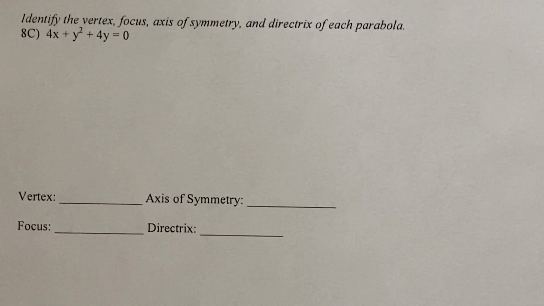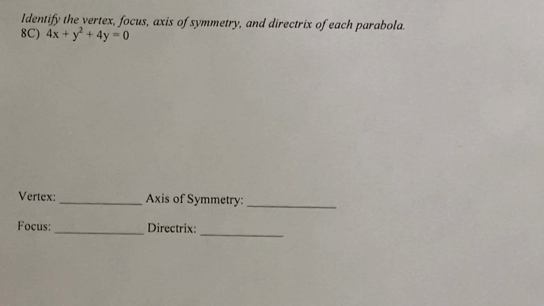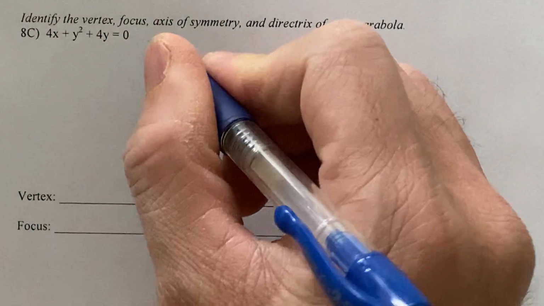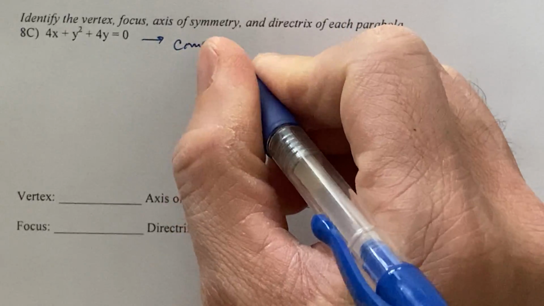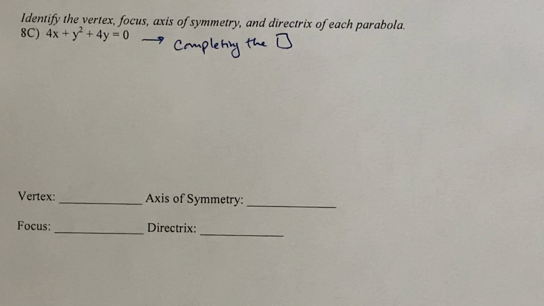What's different about problem 8c versus some of the previous problems is that it's not in user-friendly form. In other words, all the numbers that we need aren't staring at us. In order to get it into what we call user-friendly form, we have to do something called completing the square, which is a good old-fashioned Algebra 1 trick.